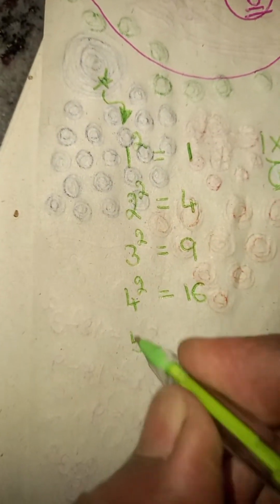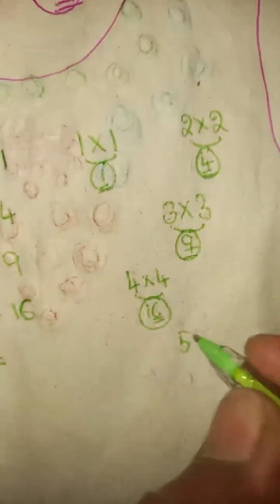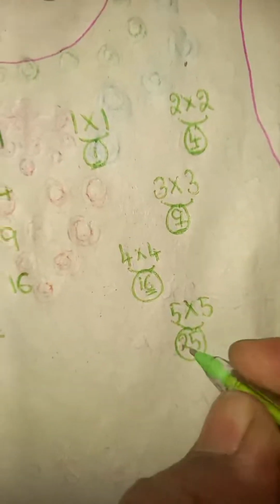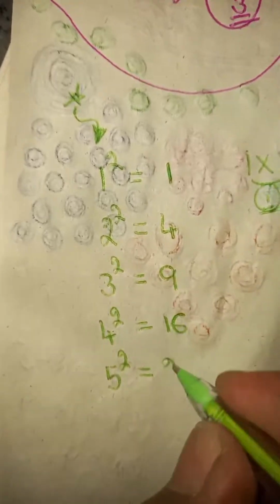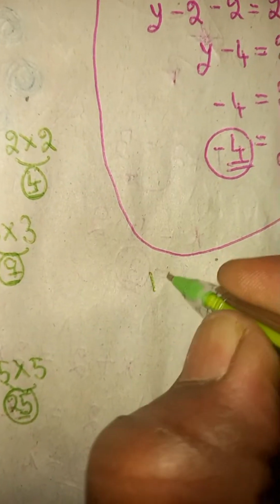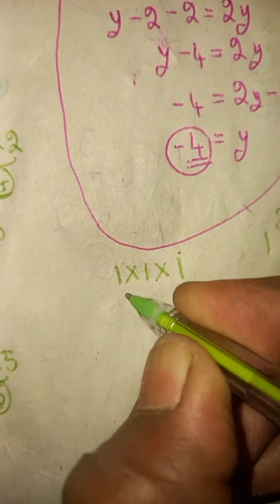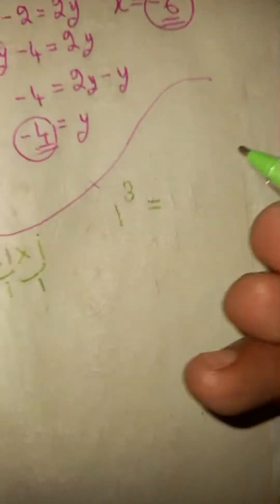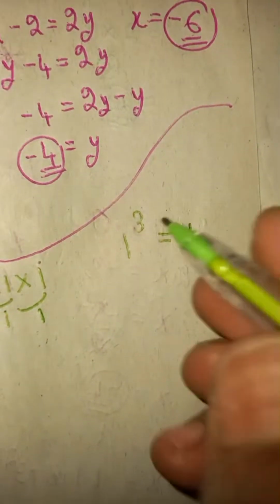Let's find out 5 square. 5 square you can do as 5 times 5. 5 times 5 is 25. So 5 square is 25. Now let's find out different cubes of numbers. That is 1 cube. 1 cube means you can write 1 times 1 times 1. 1 times 1 is 1. Again 1 times 1 remains as 1. So 1 cube remains as 1.